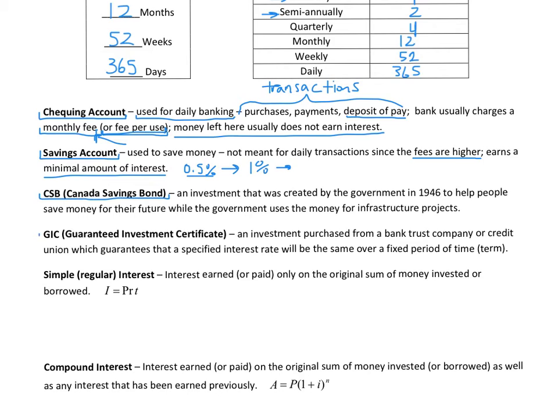There are also things called guaranteed investment certificates. These can be purchased from a bank, trust company, or credit union, which guarantees a specific interest rate that will be fixed, will be the same over a fixed period of time, over the term. So it guarantees that you're going to get paid a particular amount of money. There are things called mutual funds. They aren't guaranteed. So you could stand to lose money with them, but you could stand to earn more money, a higher percentage than what you can with a GIC.